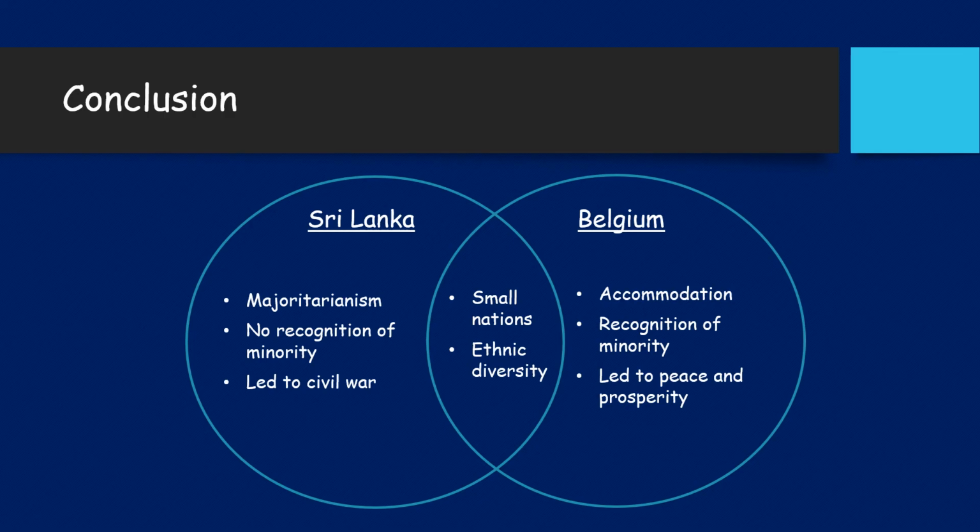In Belgium, again, an elected government, but it tried to share power. And because it tried to share power or it tried to accommodate everybody, they tried to recognize the minorities. This led to peace and prosperity. Now we are going to see what are the similarities here. Both the nations were small, both of them were ethnically diverse. So we can conclude that if power is not shared, there can be civil war, there can be unrest.